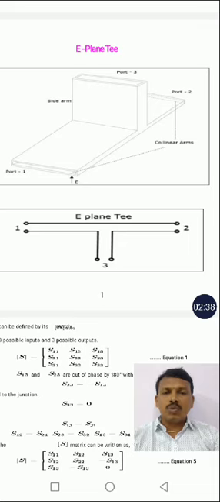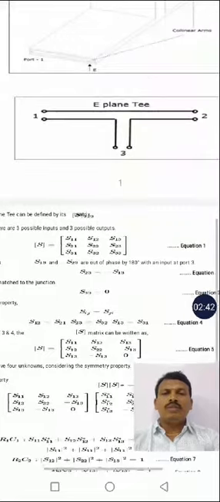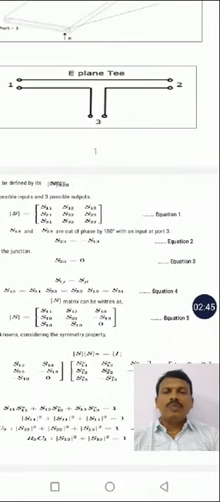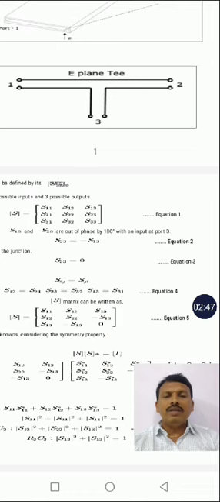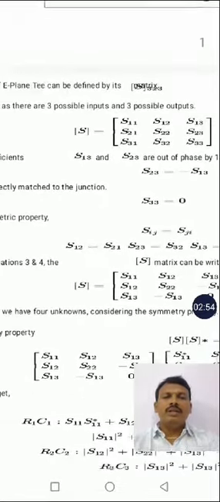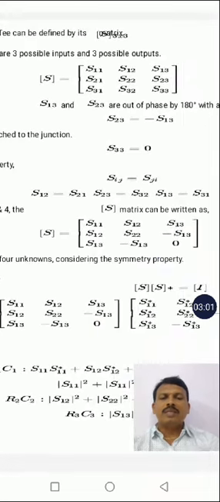So let us start to derive the scattering matrix. Here we are seeing this 3-port junction, which is called a T junction. This T junction has 3 ports, so we can derive a 3 cross 3 matrix. The S matrix is defined as S11, S12, S13, S21, S22, S23, then S31, S32, S33.